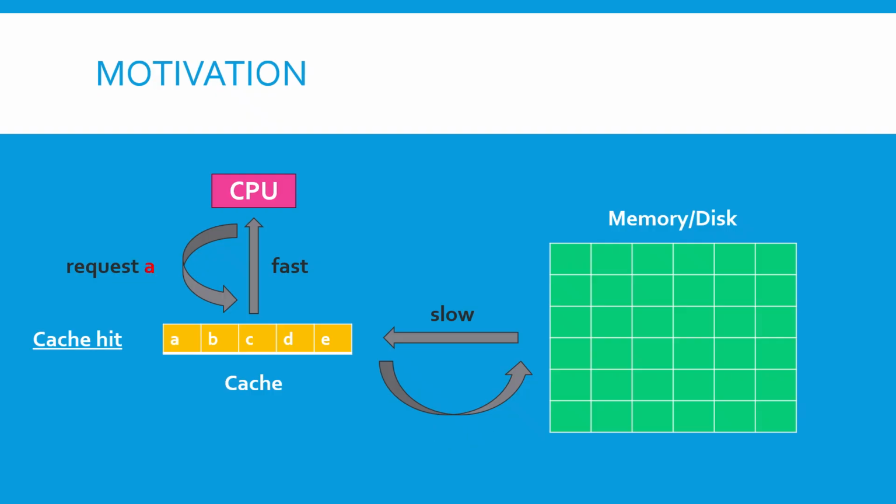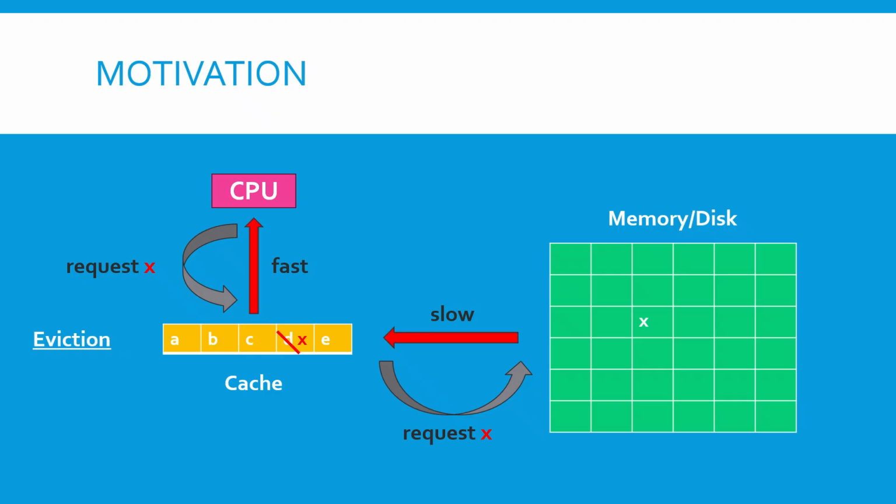For example, when the CPU requests data item A, if it is already stored in the cache, the data is returned immediately, incurring only a very small delay. This situation is called a cache hit. In contrast, if the CPU requests data item X and it is not in the cache, the data must be fetched from main memory or disk. This situation is called a cache miss.